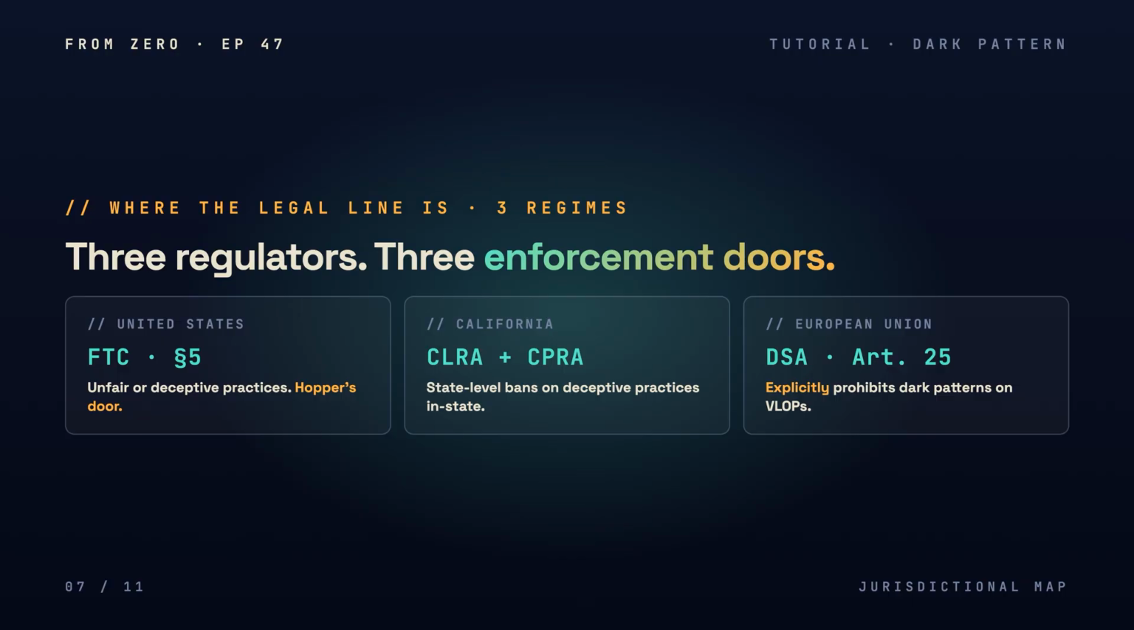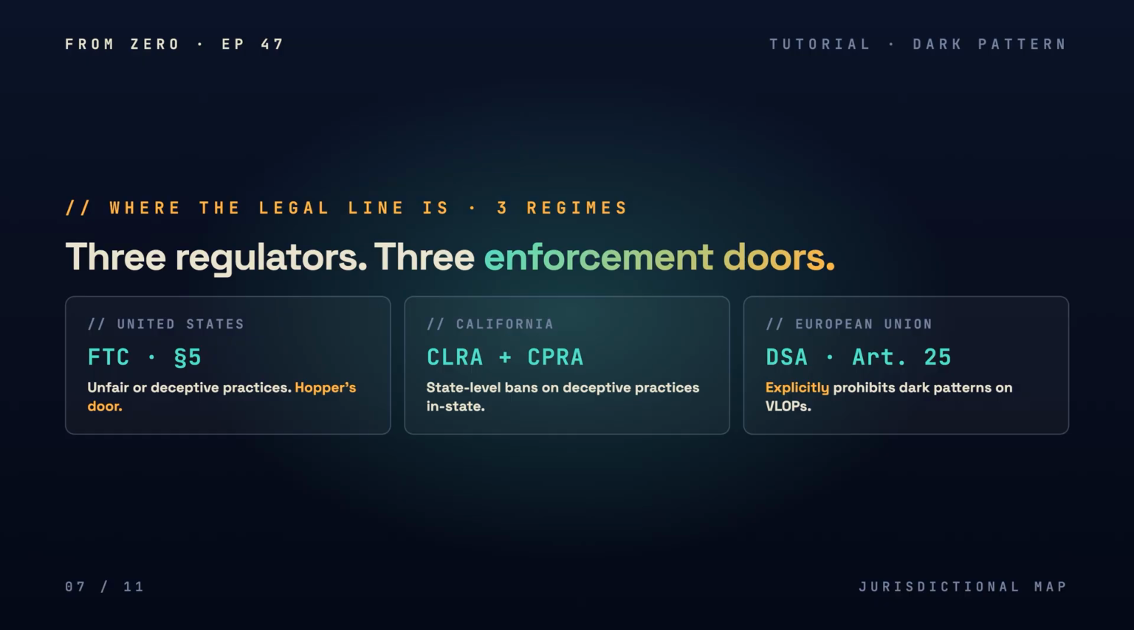Bad UX versus dark pattern. Important distinction. A confusing layout is bad UX, a layout that, predictably, causes users to make a choice they did not intend, is a dark pattern. The test, would a reasonable user have made this choice if the interface were clear?